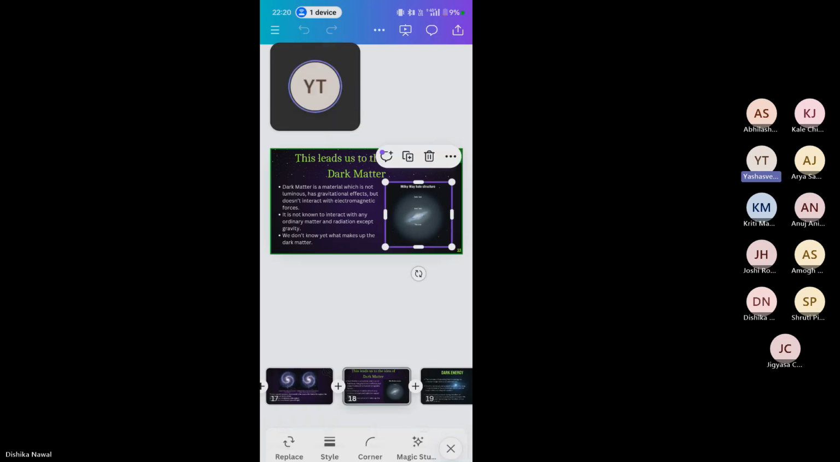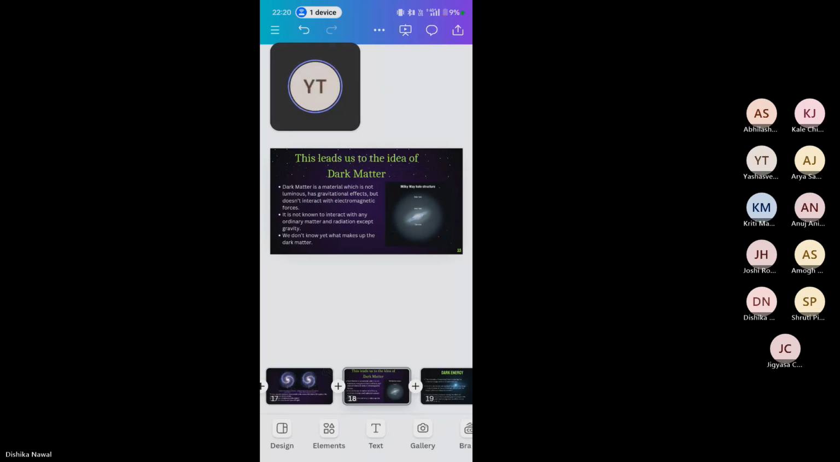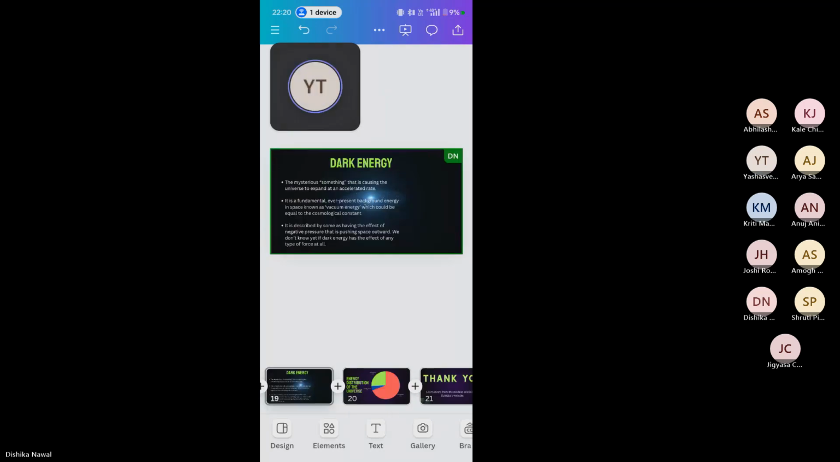Going ahead to dark energy. So what is dark energy? Dark energy is the mysterious something that is causing the universe to expand at an accelerated rate. It is the fundamental ever-present background energy in space known as vacuum energy, which could be equal to the cosmological constant. It is described by some as having the effect of negative pressure that is pushing space outward. But we don't know yet what makes up dark energy, or whether dark energy has the effect of any type of force at all.